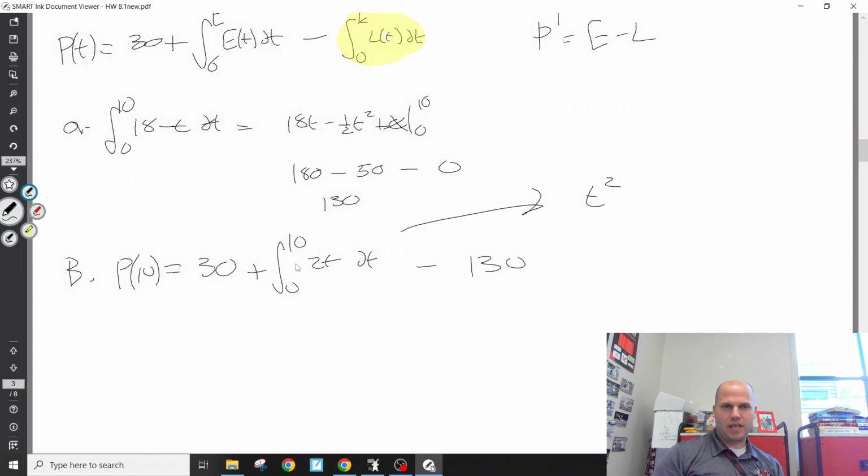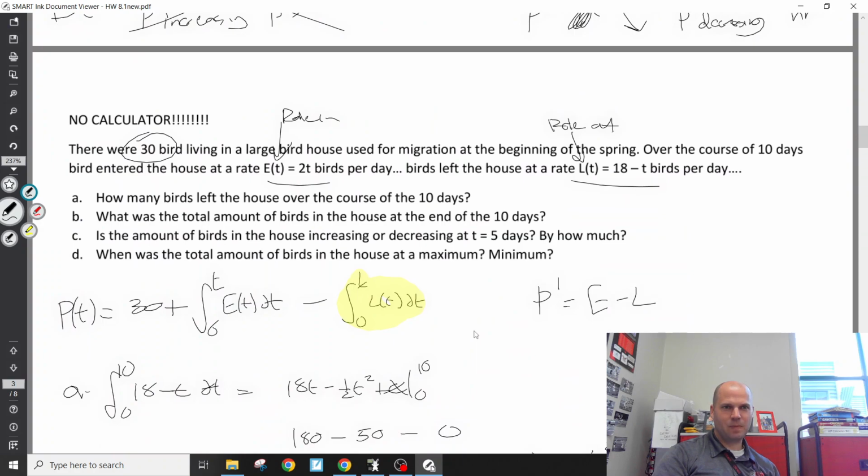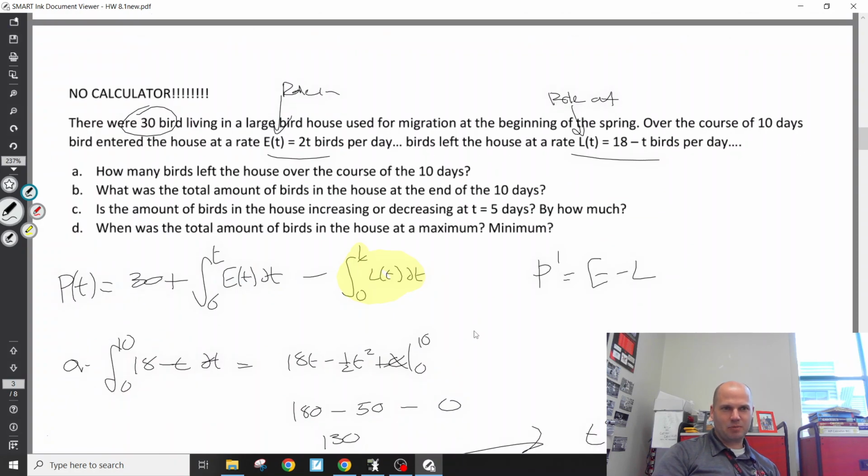t squared would be the antiderivative of 2t. This is how I'd find big E, super big E. And it's got a plus C, but if I find super big E at 10 and super big E at 0, you see it's got 100 minus 0. So I got 30 plus 100 minus 130. So I get 0. Holy cow. The birds are gone. What a design of this problem. I'm so glad it worked out. I made this problem up.